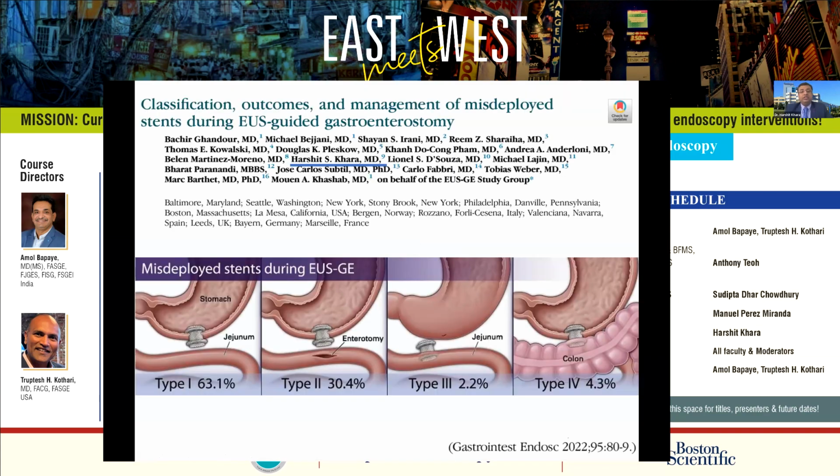EUS-GE, we had published on this as well, on the classification of stent misdeployments, the type 1, 2, 3, 4, based on what we puncture. Either we puncture the stomach or the jejunum or the colon. And as you can see, the most common one is the stent not puncturing the jejunum, as Anthony showed in his video, where the distal flange does not land up in the jejunum.